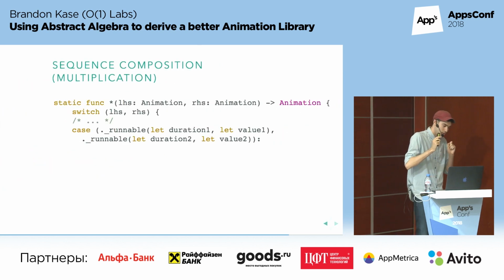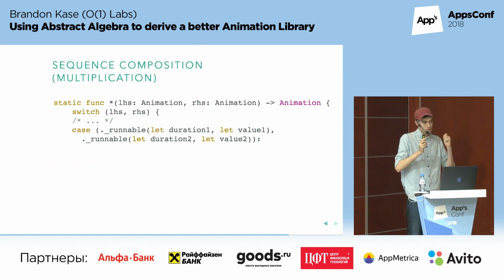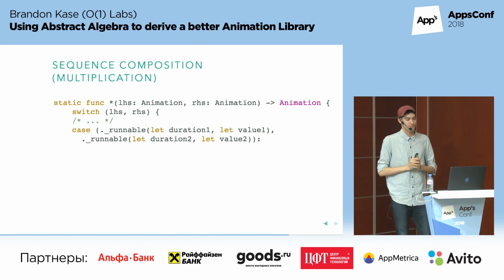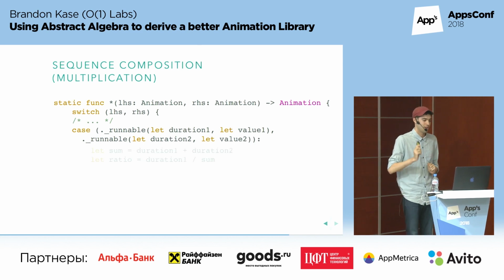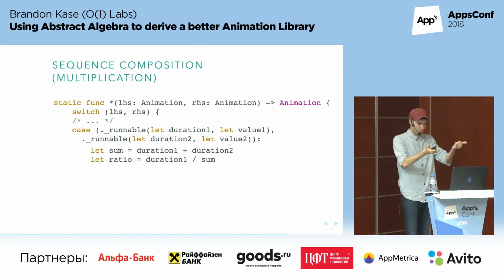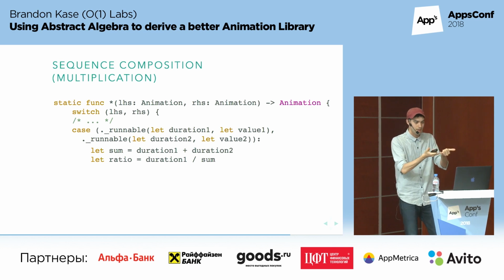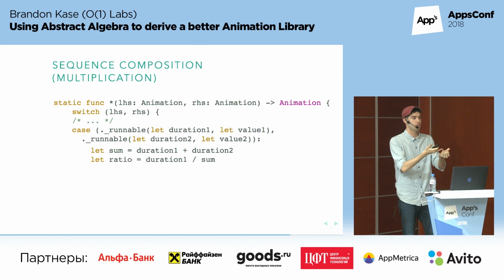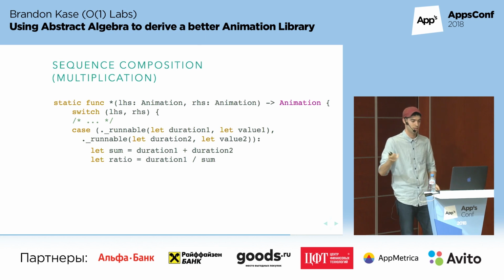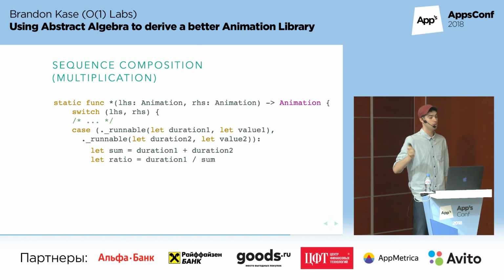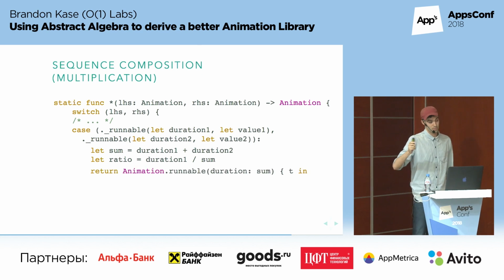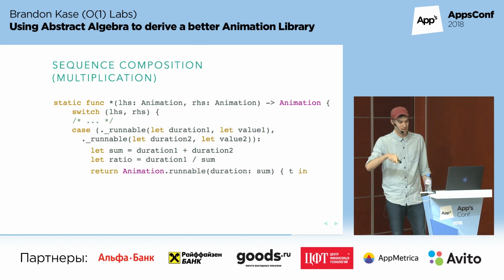Then we could have two runnable functions with two non-zero durations and two value functions. What do we do? We sum the durations because we're doing this and then that. And then one of them might be shorter. So let's figure out what percent of the resulting animation is the first one. That's the ratio. And then we can return a new animation that is runnable, whose duration is the sum.